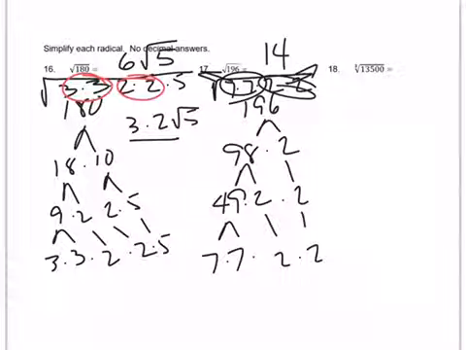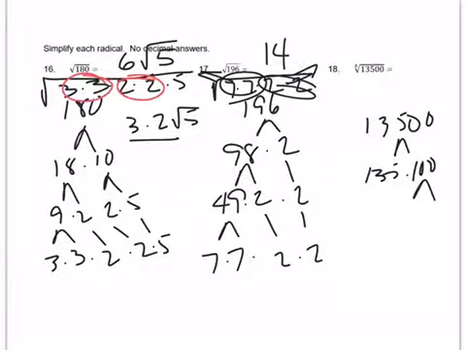Now we have this big one. 13,500 to the cube root. Okay, well, I know we've got 2 zeros on the end of that, so that means I can break 13,500 down into 135 times 100. So the 100 will break into 10 times 10, which is then 5 times 2 times 5 times 2.